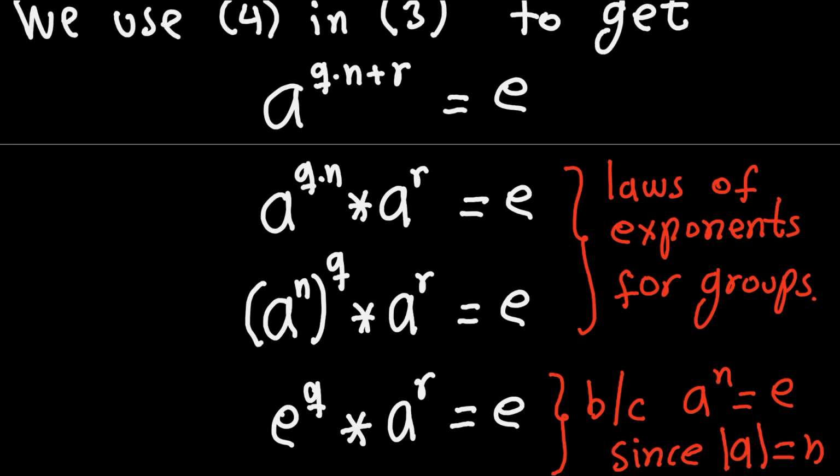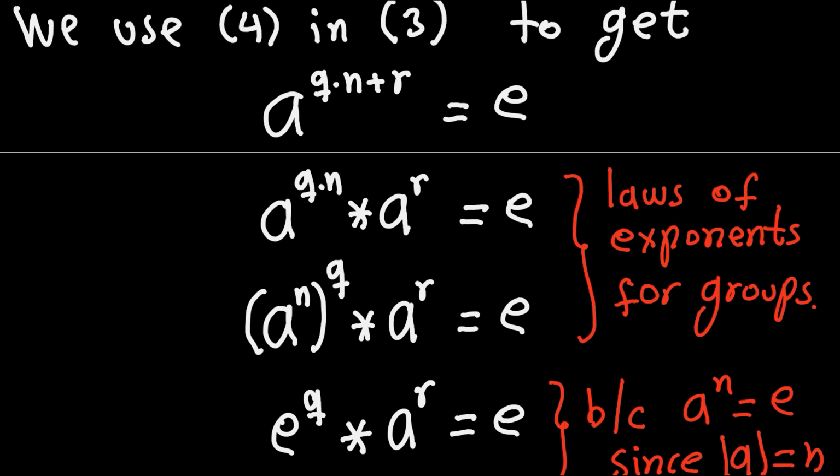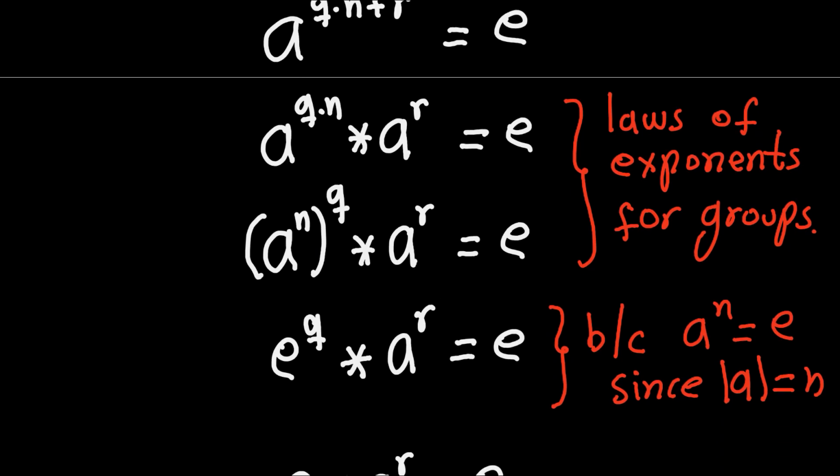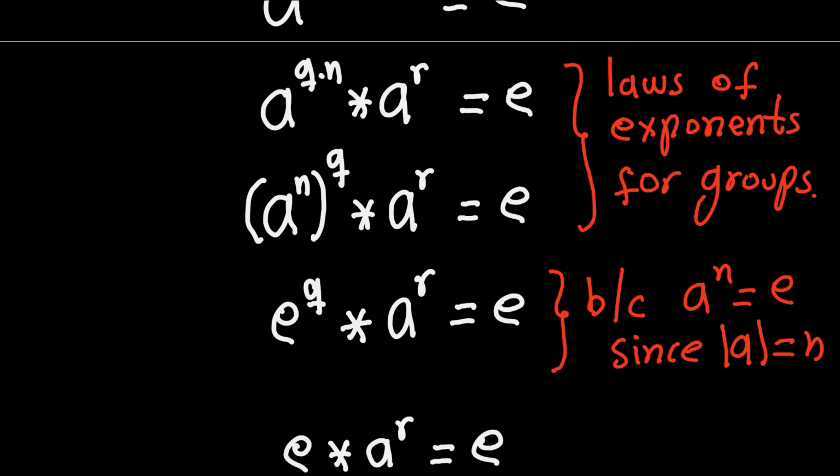But there's one thing we can use here. Because a has order n, a to the n is the identity. So I can replace a to the n by the identity. That will give me e to the q star a to the r is the identity. And I say it right here: the reason is that a to the n is the identity since the order of a is n.